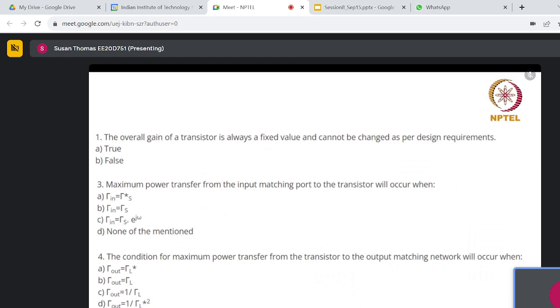The first question is: the overall gain of a transistor is always a fixed value and cannot be changed as per design requirements. The question is about overall gain.